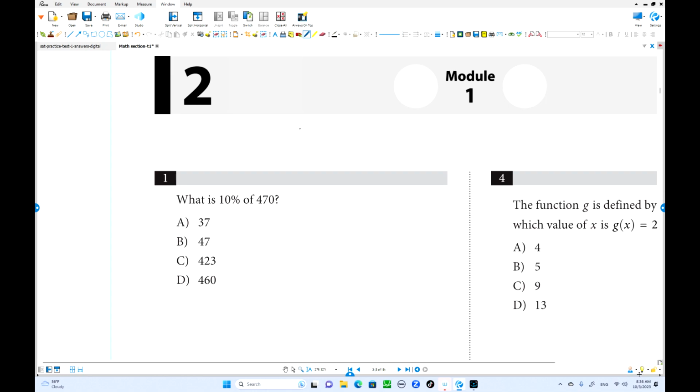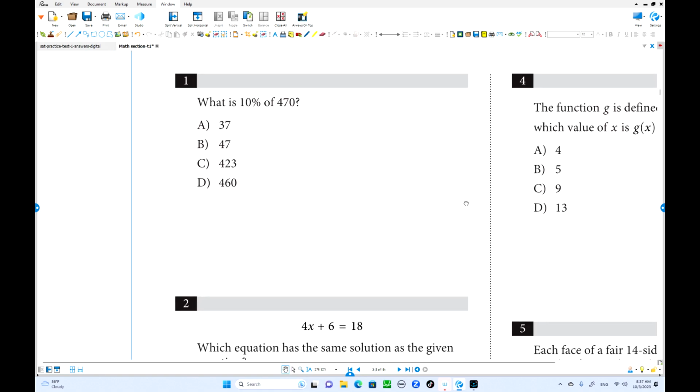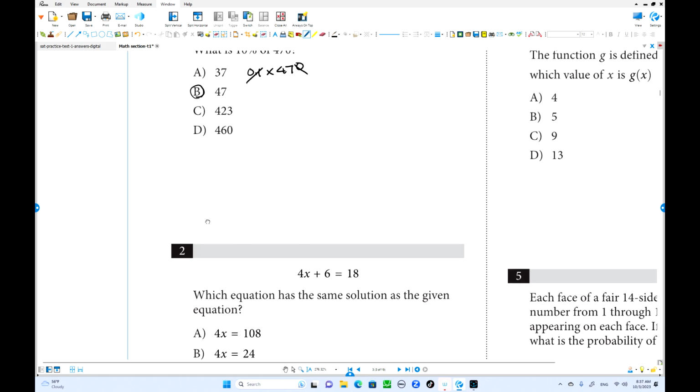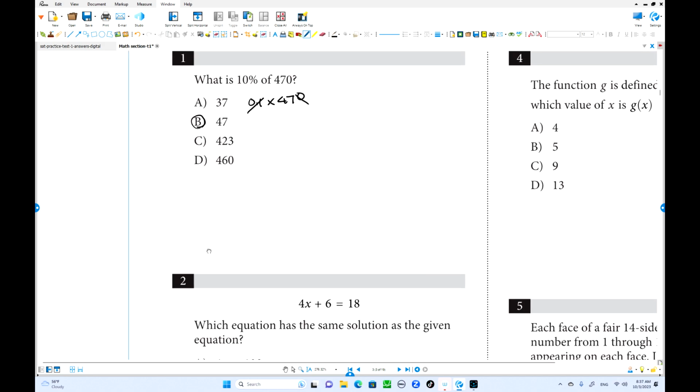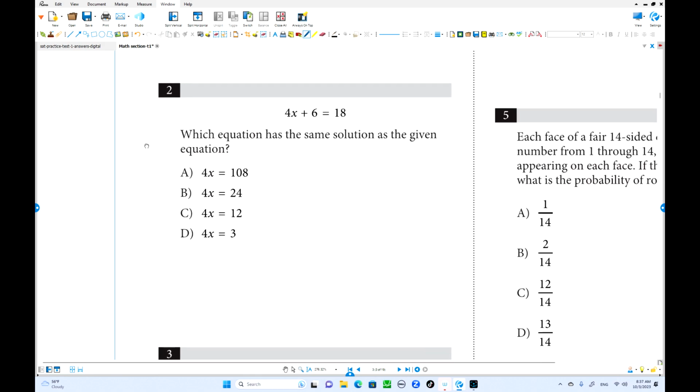Okay, now let's see. We try number one first. What about it? 10% of 470. 10% is what? 0.1 times 470. You know that, okay? 47 is the answer. This is not College Board, this is not a college admission test. It is a kind of fourth or fifth grade level. So number two over here, also this is a very easy one.